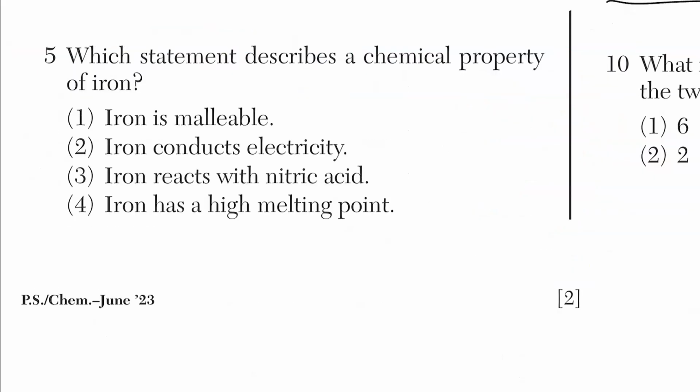On to number 5. Number 5, which statement describes a chemical property of iron? Whether you know iron or not, iron of course is Fe on the periodic table, but you don't need to know any of that. The chemical property and its antithesis, or opposite, I should say, is the physical property. They love to pit things against each other on these tests. So the physical property versus the chemical property. That's what this question is about.